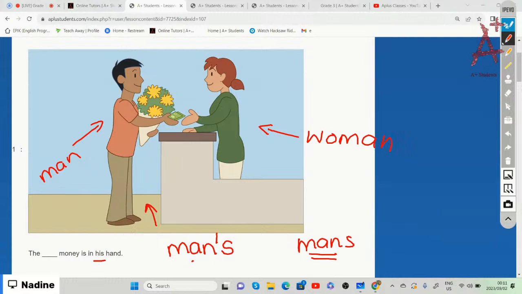All right. So basically, the answer is the man's. The man's money is in his hands. Meaning that it's his money. He owns the money. He has the money. And he is about to give the money to the woman or the lady to pay for the flowers.